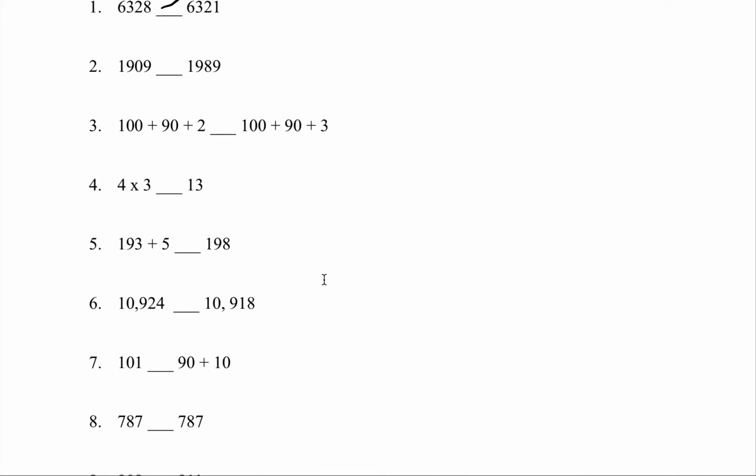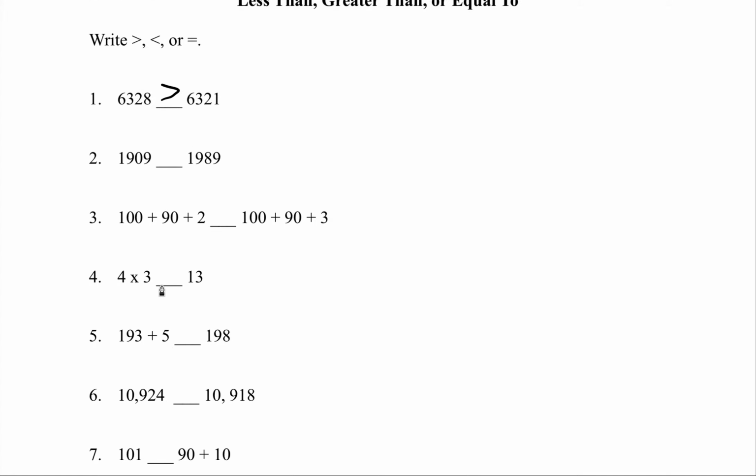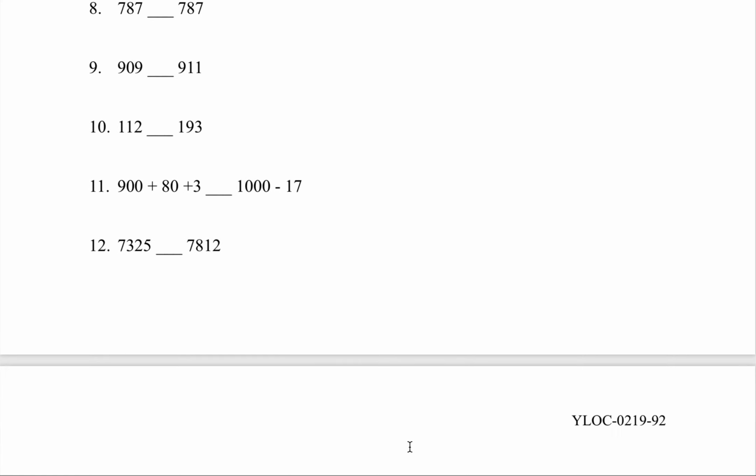And let's also try number 4. So first, before we compare, we're going to solve this 4 times 3, and 4 times 3 is pretty much 4 plus 4 plus 4, which is equal to 12. 12 is blank than 13. Is 12 greater than 13? If you think about it, no. 12 is smaller, so that's not true. Let's do less than. 12 is less than 13. Is that true? Yes, it is true that 12 is smaller than 13. So we're going to put the less than symbol. And you guys try doing the other questions now.